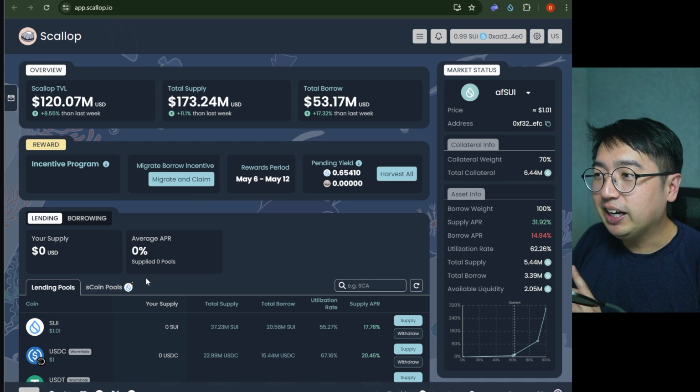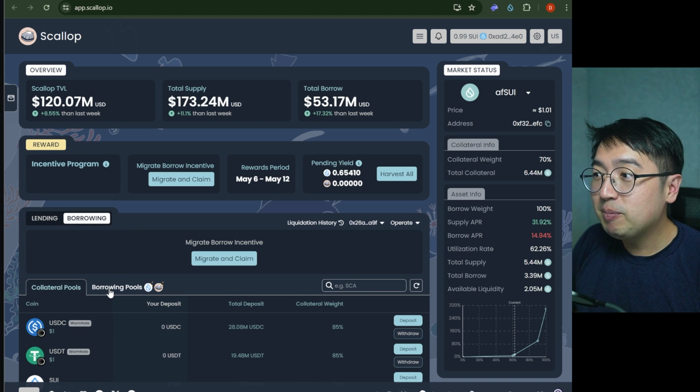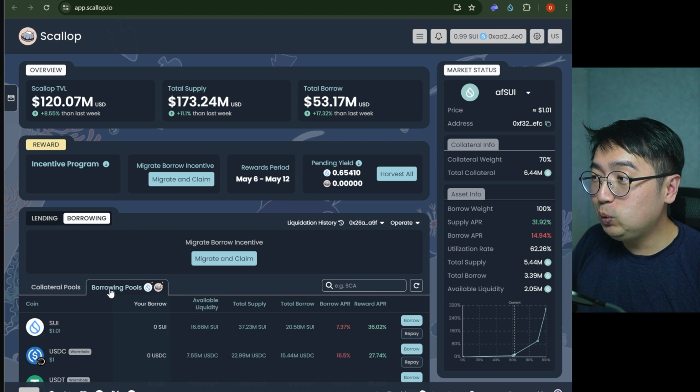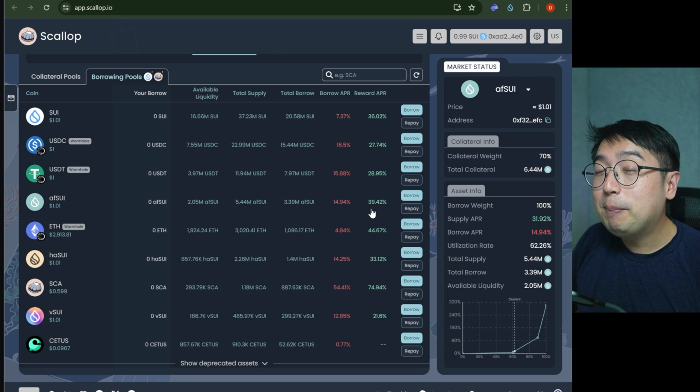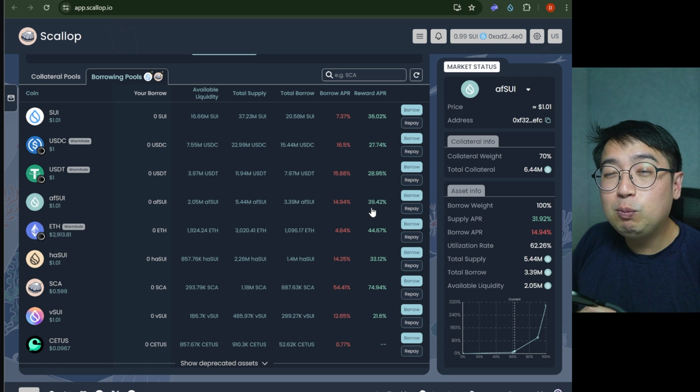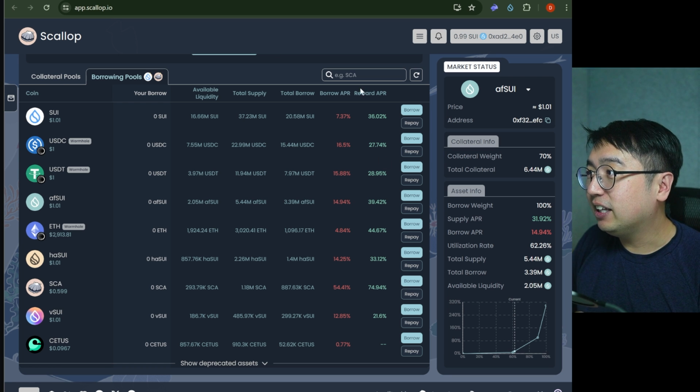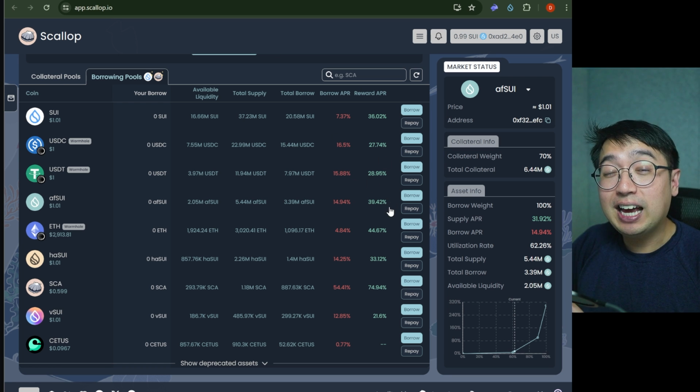So that is the rate you're getting on the lending platform, but if we also go to the borrowing side, and then go into the borrowing pools, we can see that if you borrow AF SUI, you would be paying about 15%, but you would be getting rewarded almost 40%. And this is the APR, and that's what it is at the moment.